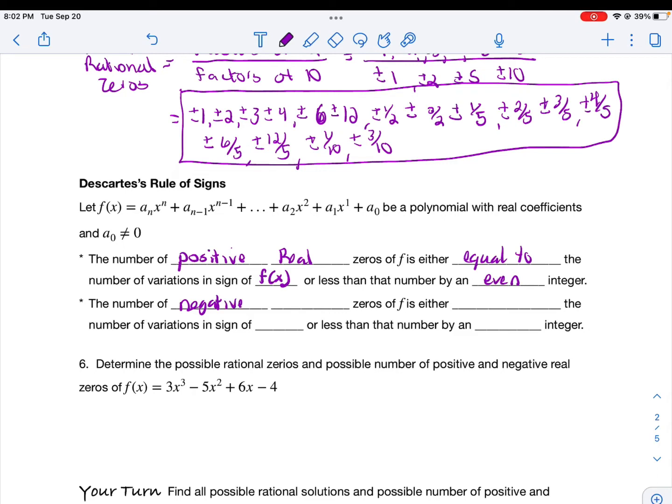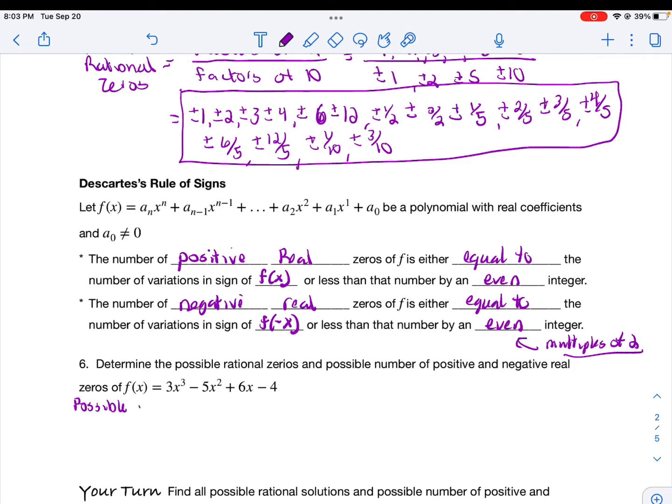Okay, and the number of negative real zeros of f is equal to the number of variations of the signs of f of negative x, replacing every x with negative x in the polynomial, or less than by an even integer. So subtract 2 from your answer until you get to 1 or 0. These are multiples of 2 that we'll be subtracting, and the reason for that is because it could be complex solutions, not real solutions.